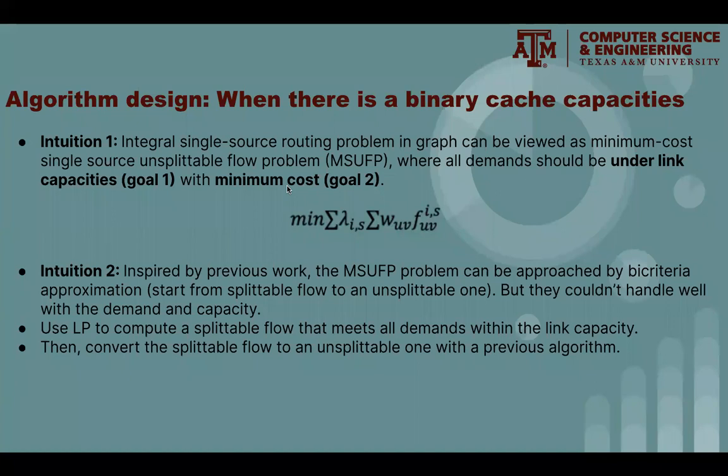And we have the second intuition. Inspired by previous work, the MSUFP problem can be approached by bicriteria approximation, which is usually used for two-objective optimization, starting from a splittable flow and moving to an unsplittable one. But they couldn't handle the demand and the capacity well. So we decided to use linear programming to compute a splittable flow that meets all demands within the link capacity, and then we convert this splittable flow to an unsplittable one with the previous algorithm.